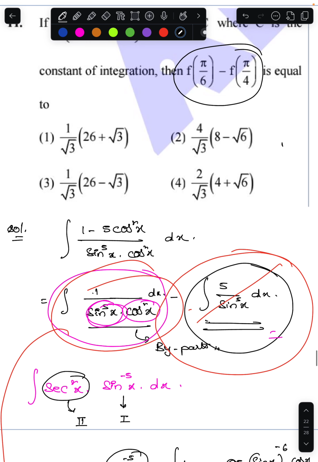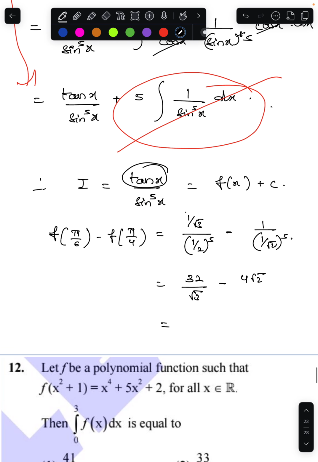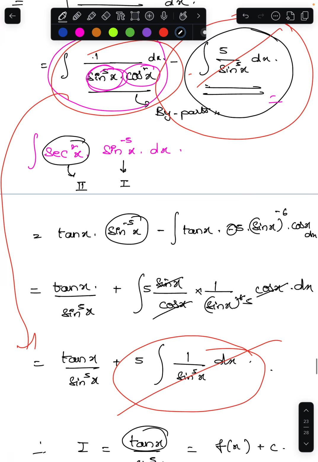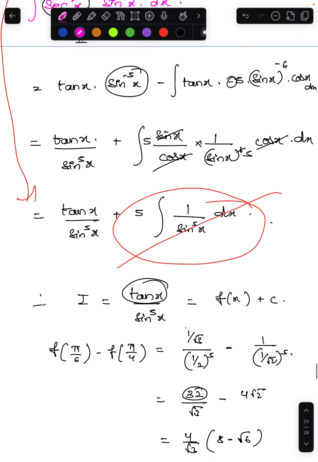So simplify it, 1 by root 3 form you have. So what I can do is 4 by root 3 I can take out. So you will be getting 8 minus root 6, root 2 into root 8 minus root 6, right? So that is nothing but our second option, right? Done. You get the answer. Very simple question, right? Let's move to 12th question here.